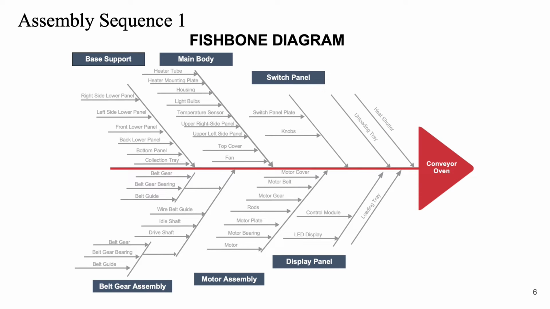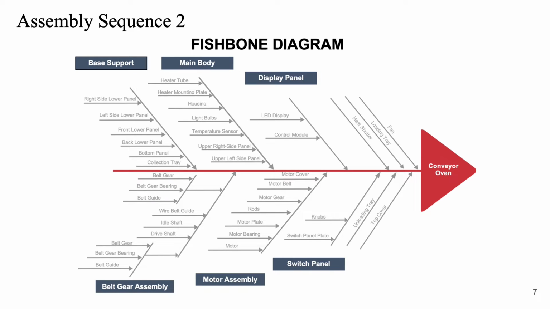This is our first assembly sequence shown in a fishbone diagram. It consists of 6 sub-assemblies, such as the base support, belt gear assembly, main body, motor assembly, switch panel, and display panel. We also have 3 individual components, such as the unloading tray, loading tray, and heat shutter. All of these components come together to form the assembly of the conveyor oven.